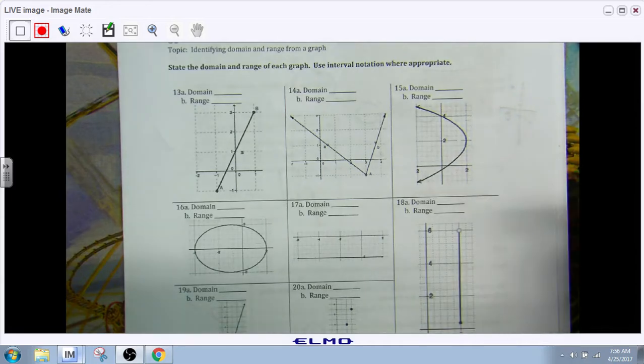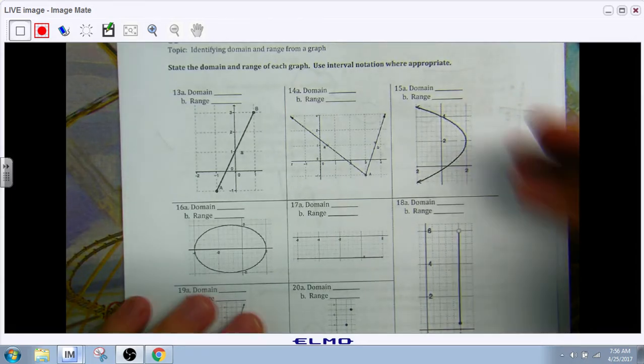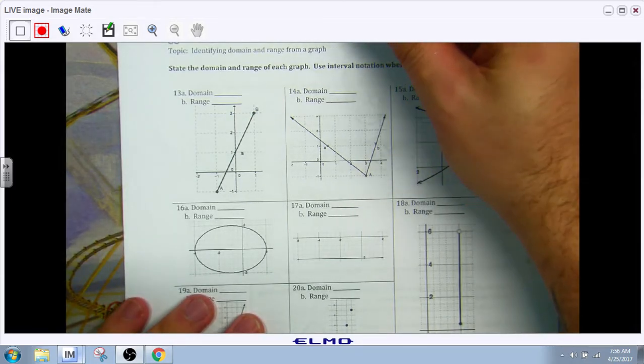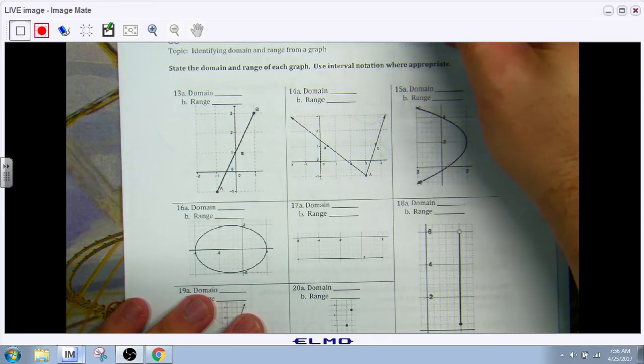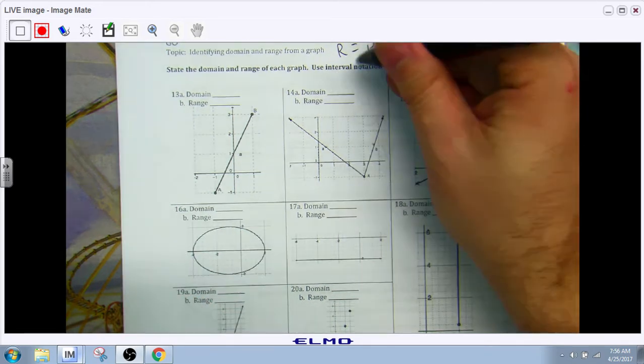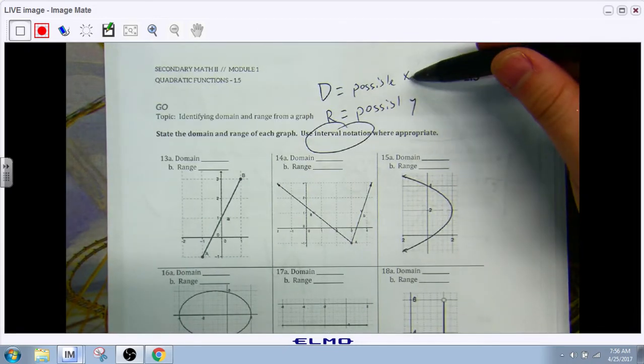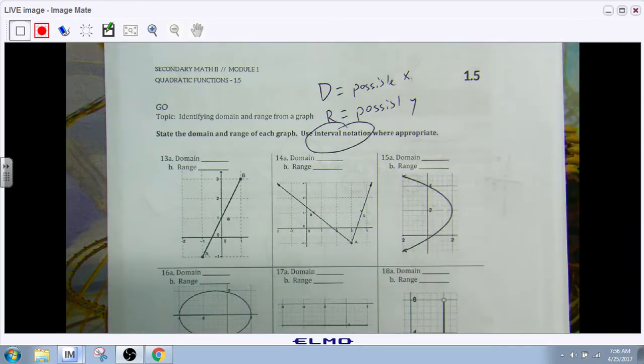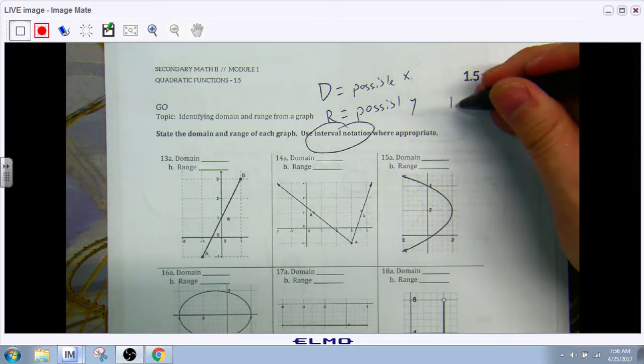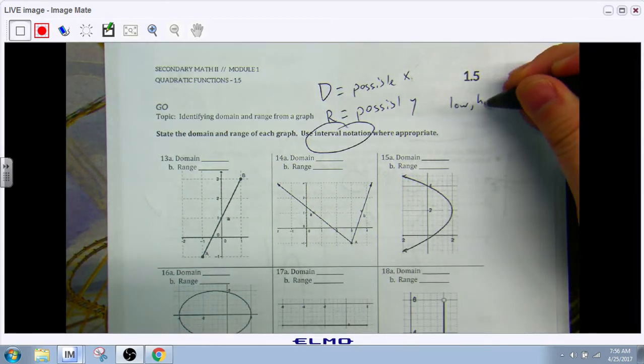Next, identifying domain and range from a graph. Remember, domain is possible x values. Range is possible y's. I prefer interval notation, and remember what interval notation is. Domain is possible x, range is possible y's. Interval notation is something where we do the lowest number possible, comma, the highest number possible.